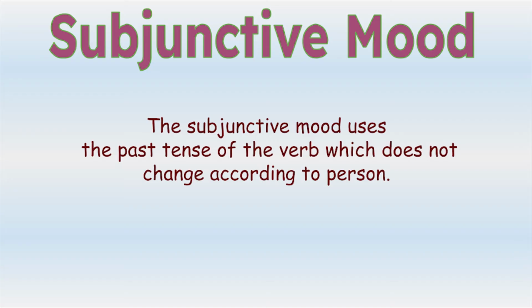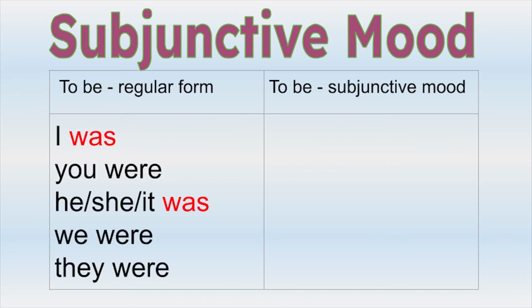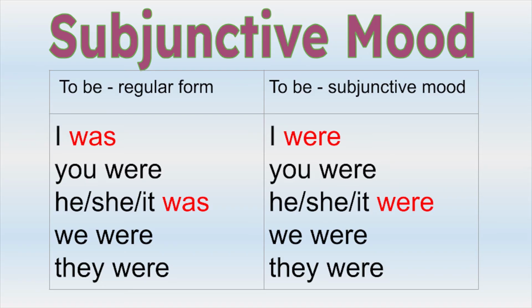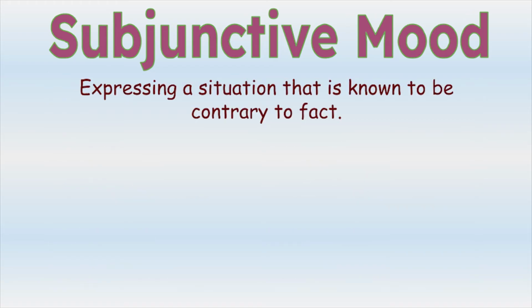For example, using the verb to be, the regular form of the verb using all persons is I was, you were, he, she, it was, we were, they were. In the subjunctive mood, the verb form is the past tense for all persons. So we say, I were, you were, he, she, it were, we were, they were. Here are some examples using the subjunctive mood to express a situation that is known to be contrary to fact.